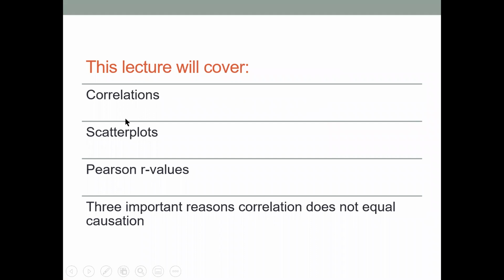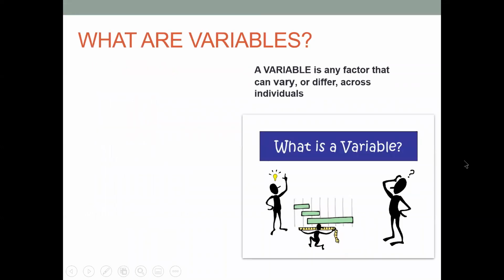So we'll talk about correlations, scatter plots, Pearson R values, and 3 important reasons correlation does not equal causation. Beginning this topic, let's talk about variables. A variable is a factor of what we're primarily interested in when we study psychology. These are factors that vary among individuals, or are different among individuals. So things that we can measure that differ among us.